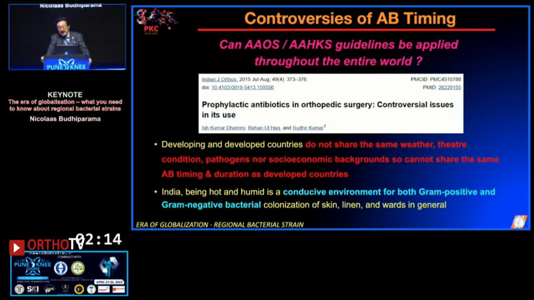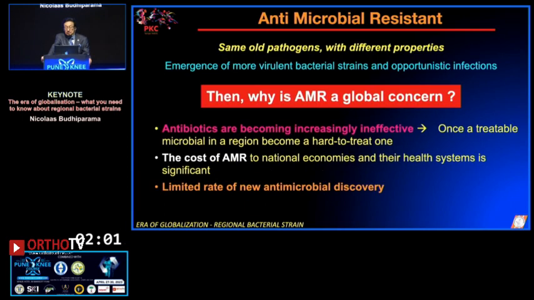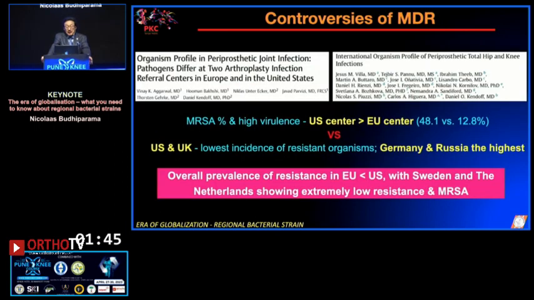Even in Asian countries, being hot and humid is a conducive environment for gram-positive and gram-negative bacteria. How about multi-drug resistance, which has been increasing over the past 10 years? And we know, why is antimicrobial resistance a global concern? Because antibiotics are becoming increasingly ineffective. The cost of AMR is increasing and there is a limited rate of new antimicrobial discovery. Again, if you look at the MRSA publications in the same year, the American state is more than Europe, whereas the European state is more than the United States.